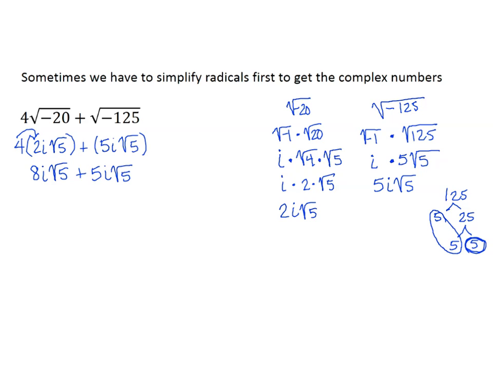And the only reason, listen to this closely, the only reason I can even keep going here is because they both have the same number inside the radical, so the same radicand, and they both have i. If I did not have both of those things, I could not continue. I would have to stop here and I would be done. But because they both have an i root 5, i root 5, I can combine them and get 13 i root 5.